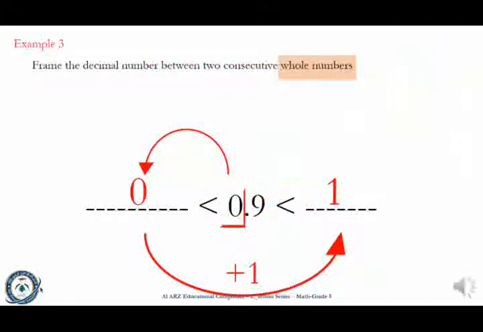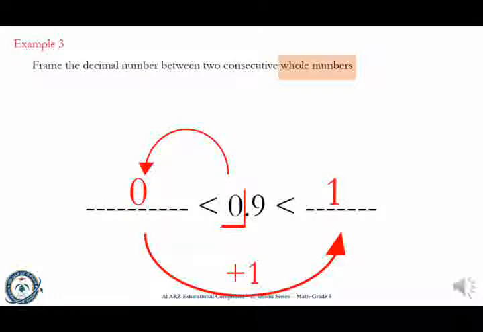Example 3. Frame the decimal number between two consecutive whole numbers. Same idea, we're dealing with whole numbers and without a number line. Let us frame 0.9 between two consecutive whole numbers. What's the first step?